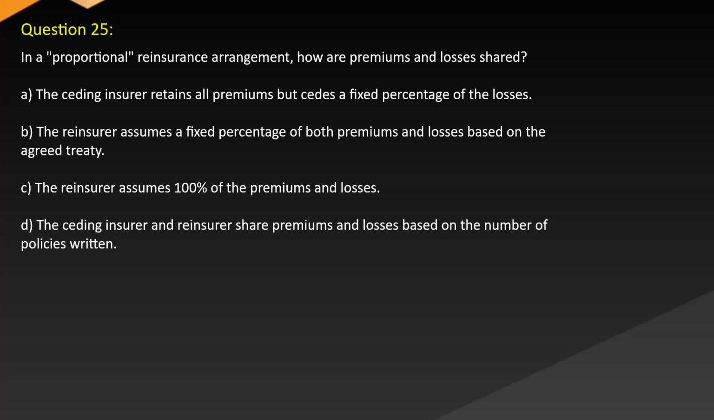Question 25. In a proportional reinsurance arrangement, how are premiums and losses shared? A. The ceding insurer retains all premiums but cedes a fixed percentage of the losses. B. The reinsurer assumes a fixed percentage of both premiums and losses based on the agreed treaty. C. The reinsurer assumes 100% of the premiums and losses. D. The ceding insurer and reinsurer share premiums and losses based on the number of policies written.